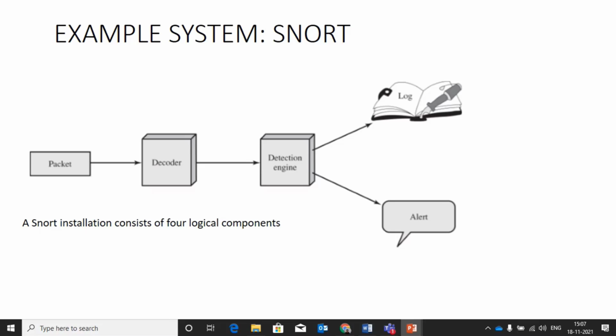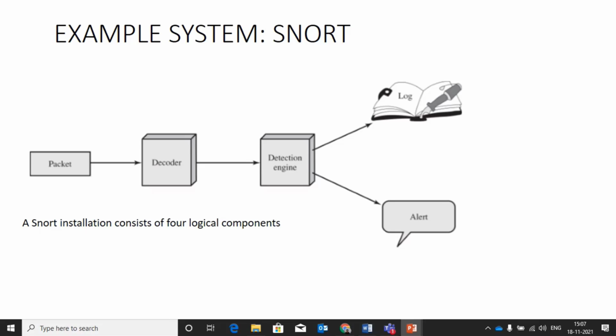The very first component is the packet decoder. The packet decoder processes each captured packet to identify and isolate protocol headers. Basically, it will collect the packets, decode them and try to capture the headers of the data link, network, transport, and application layers. The decoder is designed to be as efficient as possible, and its primary work consists of setting pointers so that the various protocol headers can be easily extracted. So the job is to extract the headers. Then after that we have a detection engine.